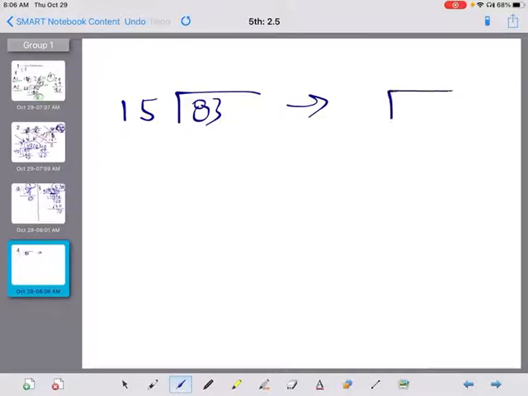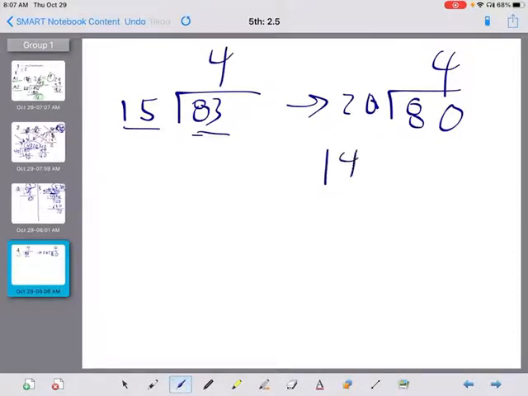So what are we going to round both those to? 15 rounds to 20, because we're rounding to the nearest 10. And 83 rounds to 80. So 20 goes into 80 how many times? Well, 2 goes into 8 4 times, so 20 must go into 80 4 times. Yes, it does. So let's try 4. 4 times 15.